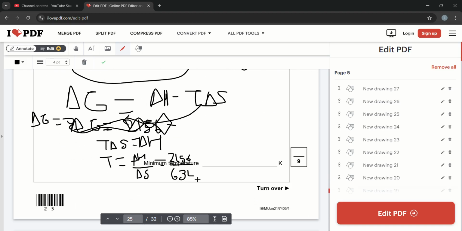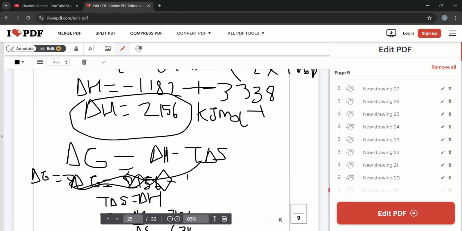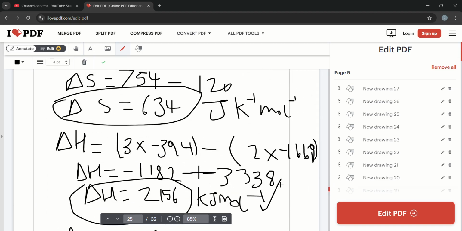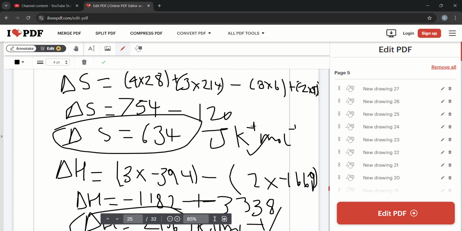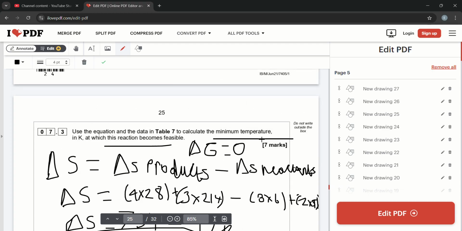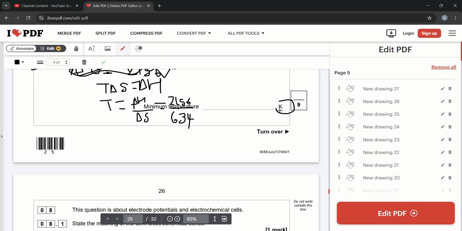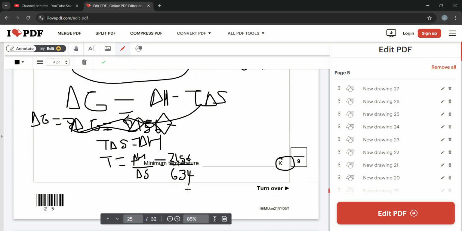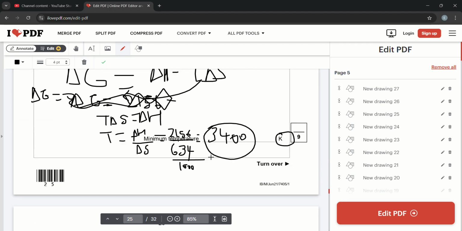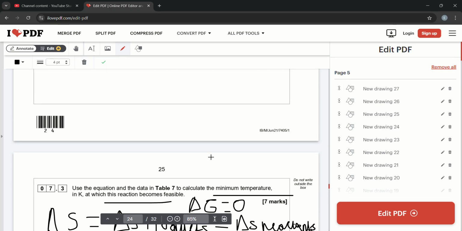However, delta H is in kilojoules per mole to the power minus 1. Delta S is in joules K to the power minus 1 mole to the power minus 1. And we're trying to find it in Kelvin. So what we have to do is divide delta S by 1000 to convert into kilojoules per mole to the power minus 1. And we get 2156 over 634 times 10 to the power minus 3, 3400 Kelvin, and that is the minimum temperature at which the reaction becomes feasible.